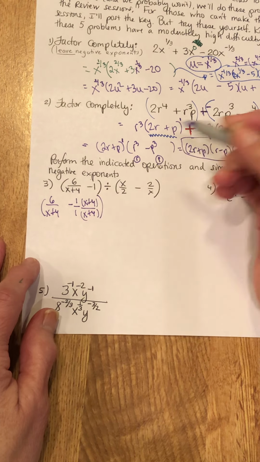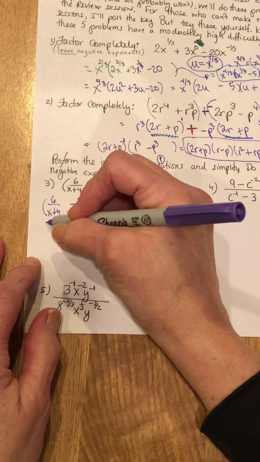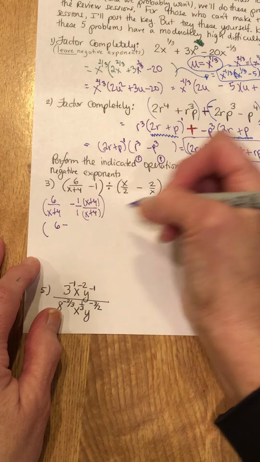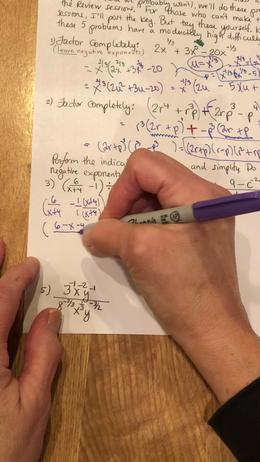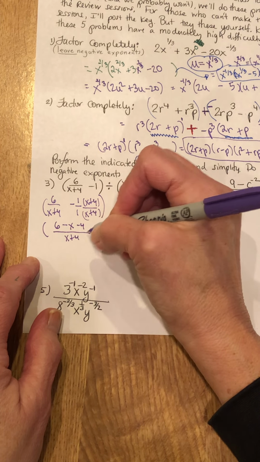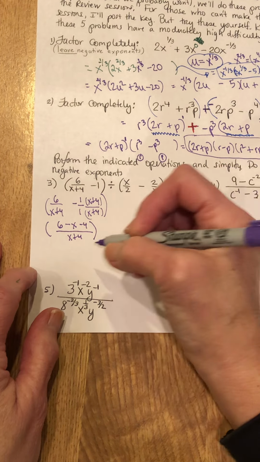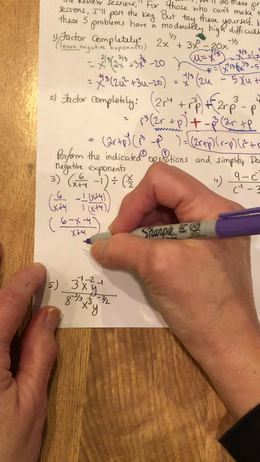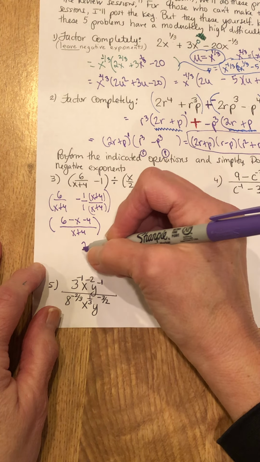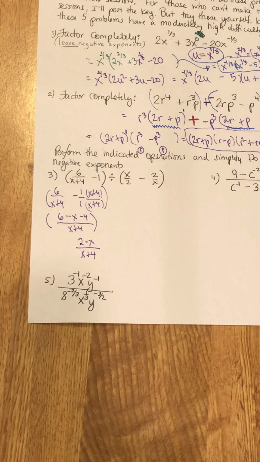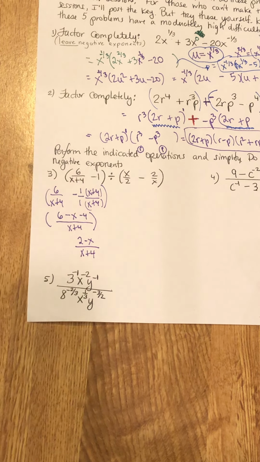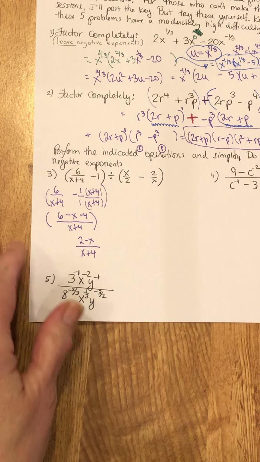And I know I need to distribute that negative. So it's 6 minus x minus 4 over x plus 4. And so this is just 2 minus x over x plus 4. And I can drop the parentheses at this point if I want, or I can keep them, it doesn't matter, but I've done what's inside the parentheses, so I can drop them if I want.